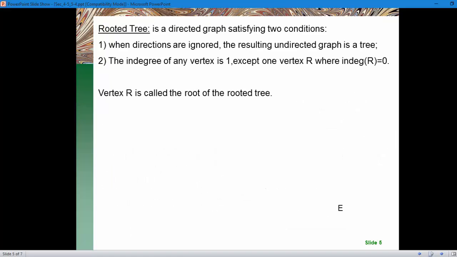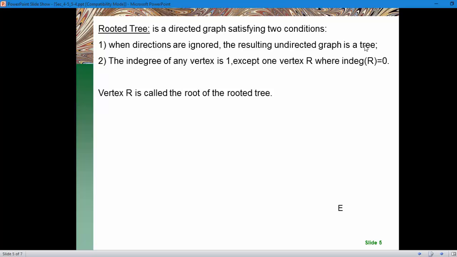We can also extend the definition of tree into rooted trees. A rooted tree is a directed graph satisfying these 2 conditions. First, the rooted tree is a tree if you ignore the directions of the edges.